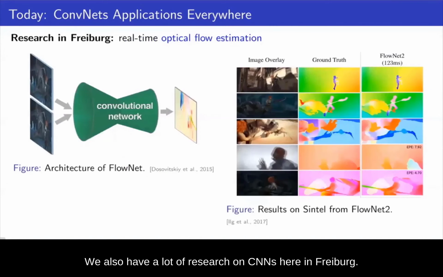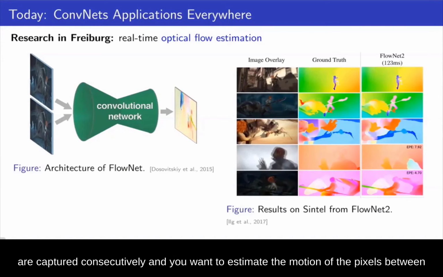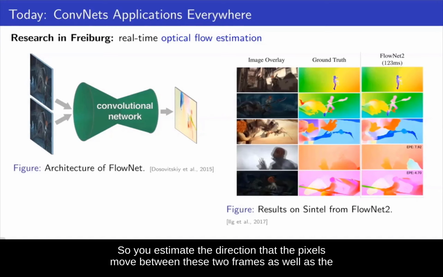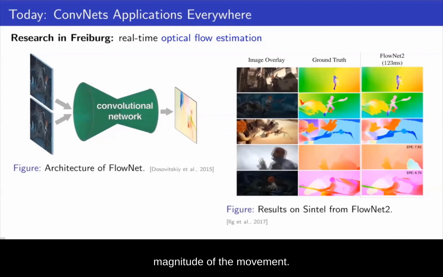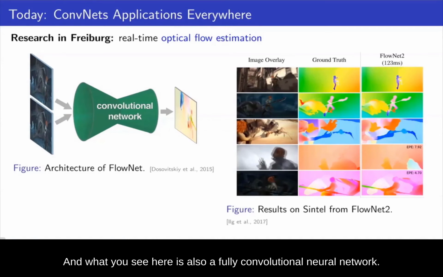So we also have a lot of research on CNNs here in Freiburg. Here you see work from Professor Thomas Brox's lab. So they did this really cool work on estimating optical flow, where you input two images that are captured consecutively, and you want to estimate the motion of the pixels between the two frames here. So you estimate the direction that the pixels move between these two frames, as well as the magnitude of the movement. And this is very important to estimate velocities of objects in the context of robotics, autonomous driving, and so on.